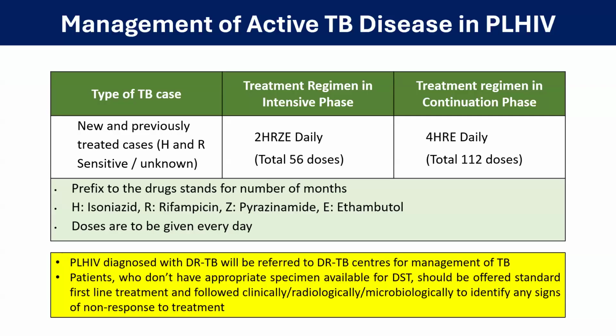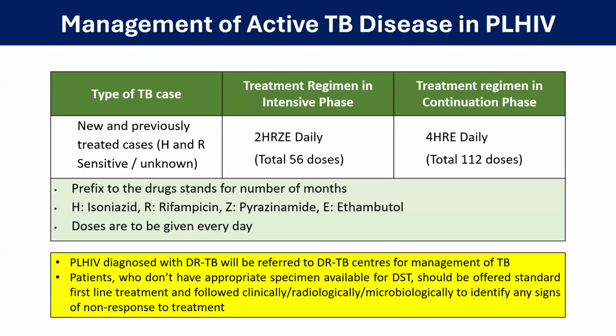Previously treated patients are those who have received one month or more of anti-TB drugs in the past. These two are most important when we say that the patient is a new patient or a previously treated patient. When you talk about management of new and previously treated cases, whether isoniazid and rifampicin sensitive or unknown, the treatment regimen will be 2 months of intensive phase of HRZE daily, which consists of 56 doses, and the continuation phase of 4 months of HRE, the 3-drug FDC, which consists of 112 doses. I think everyone is aware of HRZE: isoniazid, rifampicin, pyrazinamide, and ethambutol. As we all know, the course has to be taken for the complete prescribed duration. So 2 months of intensive phase and 4 months of continuation phase, lasting a total of 6 months.